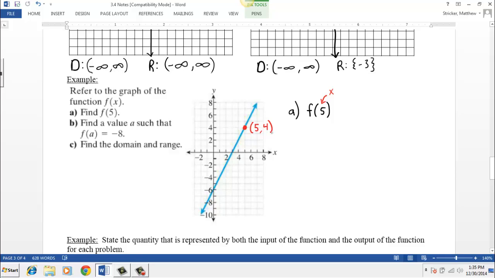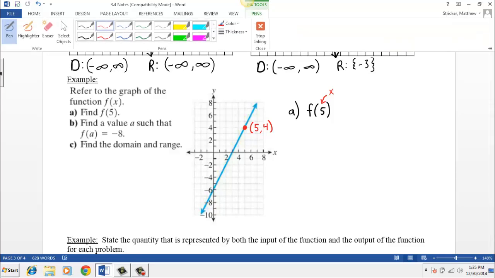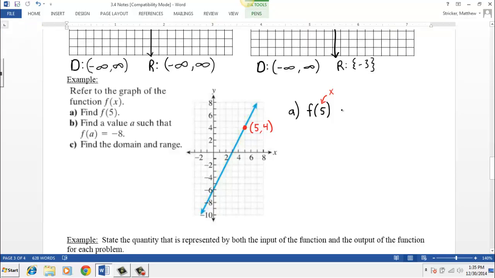Well, how do we write that in function notation? We've done this a number of times already. This says that f of 5 is equal to 4. Hopefully that makes sense. We can move to the next example. It says find a value of a such that f of a equals -8.